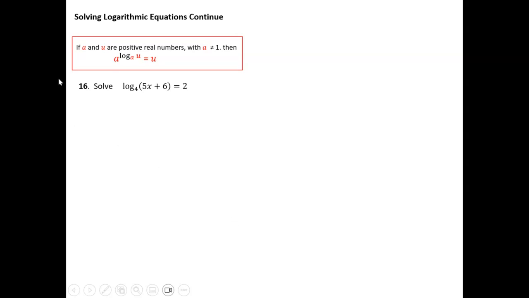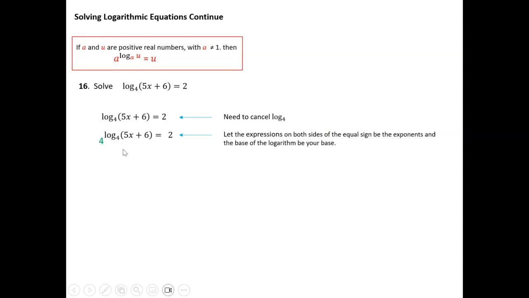Okay, let's try one more. Now there's another rule. If you have a raised to the power of log base a of u, that is equal to u. So how do we use this rule or this property on number 16? Okay, we want to cancel the log base 4. So we're going to make the left and the right side be the exponent, and the base will be 4. So this will be the exponent, and we have the same base. This way, we apply the rule, and it's equal to 5x plus 6 on the left side.